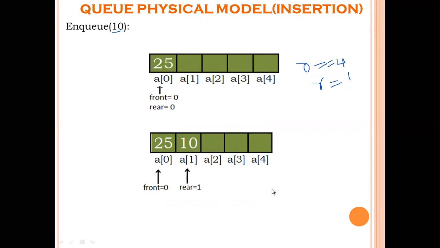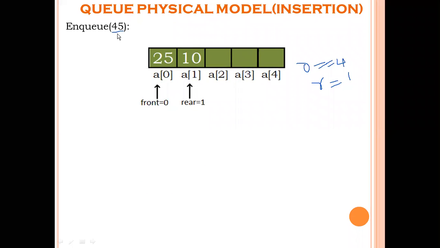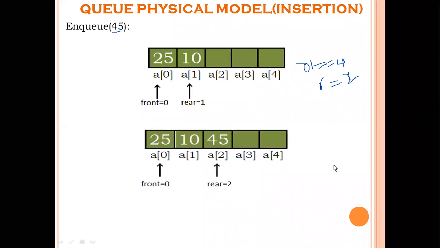Now let us try to insert one more element into the queue. That element is 45. Now again, we need to repeat the same process. That is, check rear with maximum size. So what is rear now? 1. 1 equal to 4? No. Increment rear by 1. Now rear will become 2. In the position of 2, we can place the element 45.